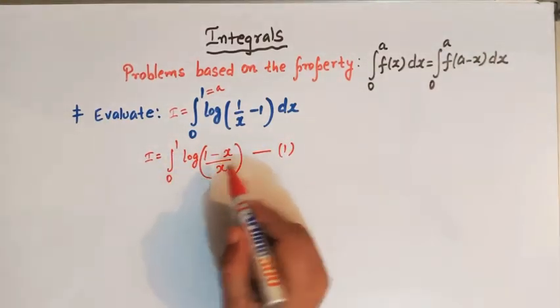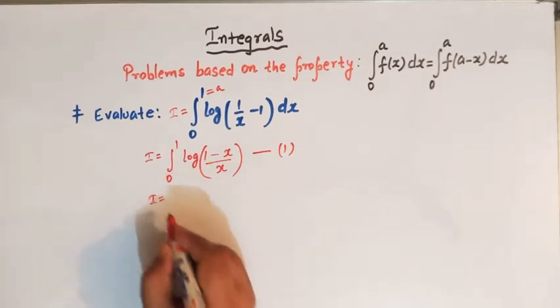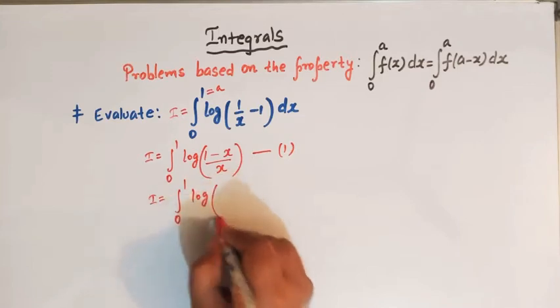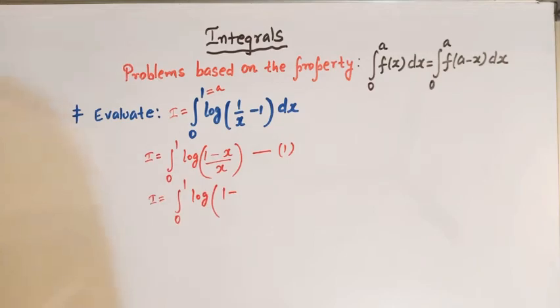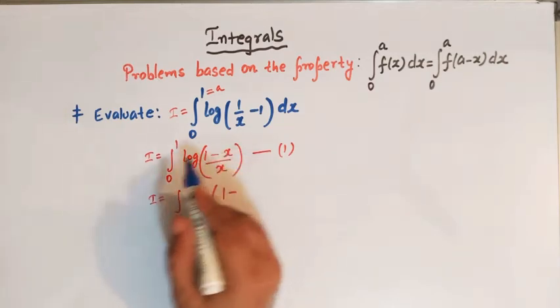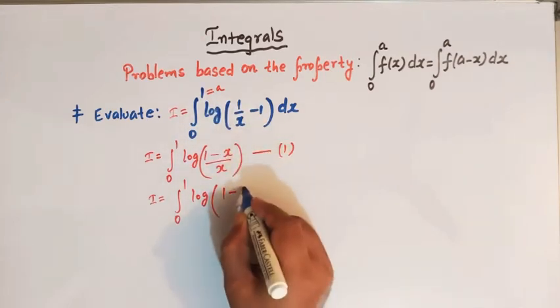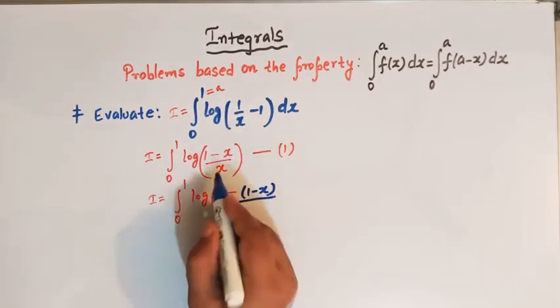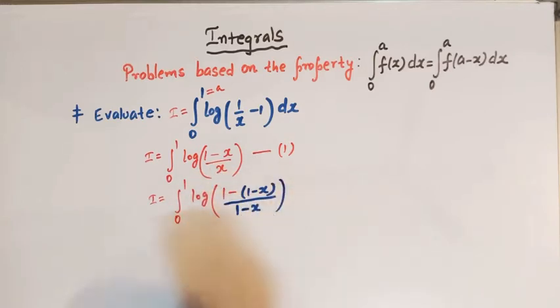Now applying this property to this integral, we have I equal to integral from 0 to 1 of log of 1 minus, now here this x is replaced by a minus x, that is a is 1. So we have here 1 minus x, and here also x is replaced by 1 minus x, right?